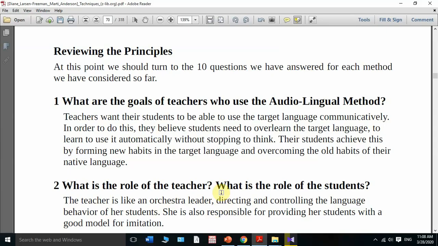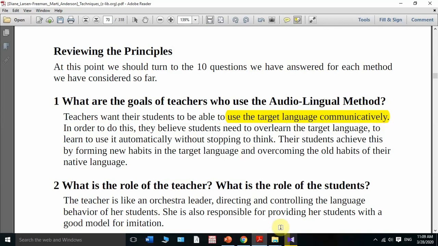We know that teachers want their students to be able to use the target language communicatively, and as you remember, in the introduction we said the audiolingual method, as with the direct method, is an oral based approach, which means it focuses on speaking, use of language in a spoken mode, so that's very important for us. So students are able to use the target language communicatively, so that's one of the goals.